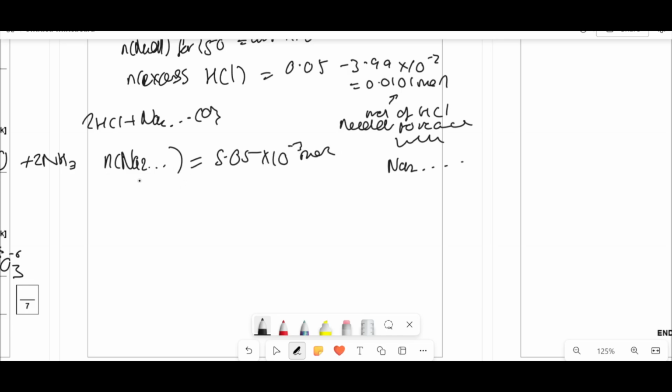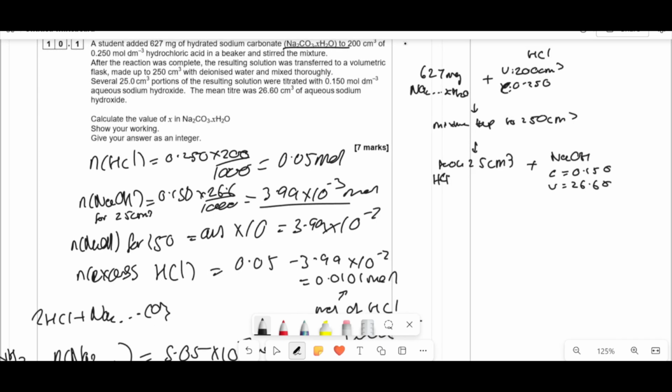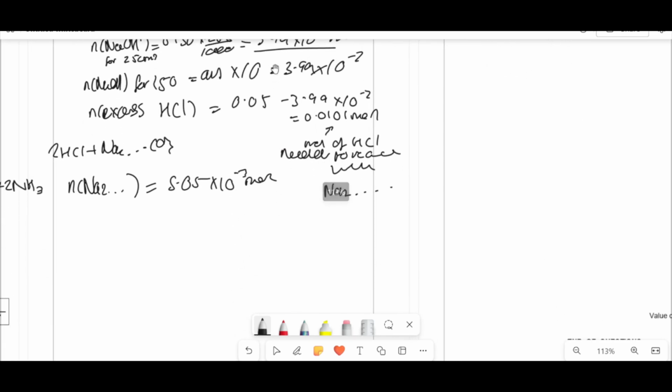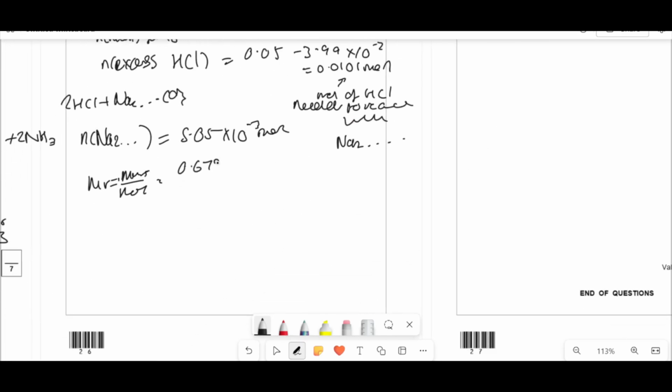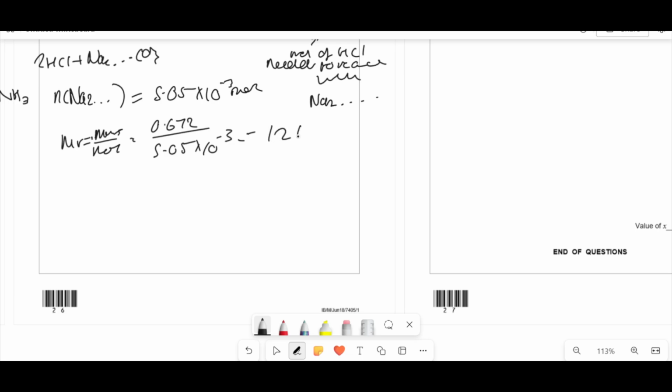Now we know the moles of this Na2CO3.xH2O, and we also know its mass. So we can work out its MR by doing MR equals mass over moles, which is going to be, well, they told you in milligrams. We need to change it to grams. So 0.627 over 5.05 times 10 to the minus 3. If we do that, then we know that its MR is going to be, let's see what that gives us, 124.158, right?